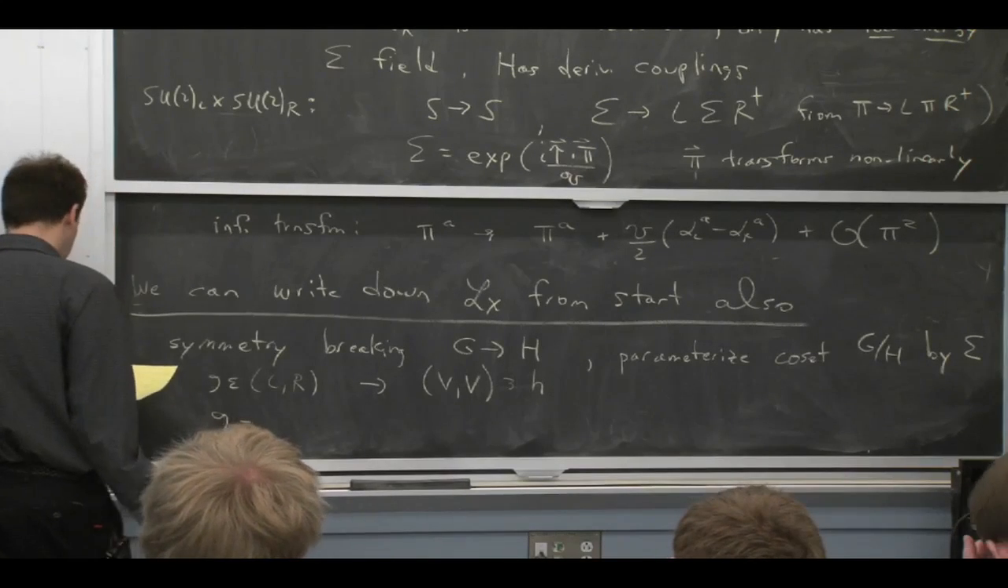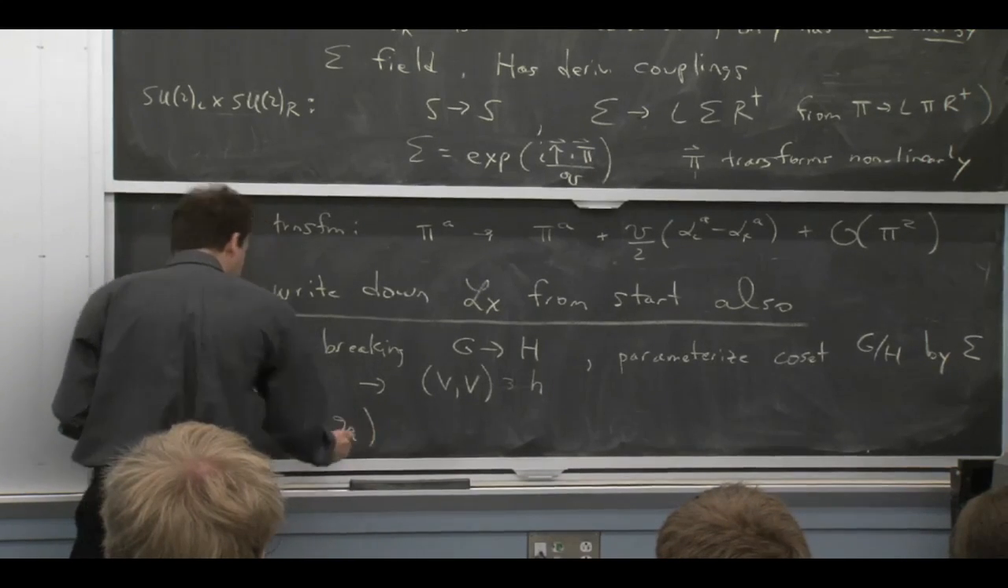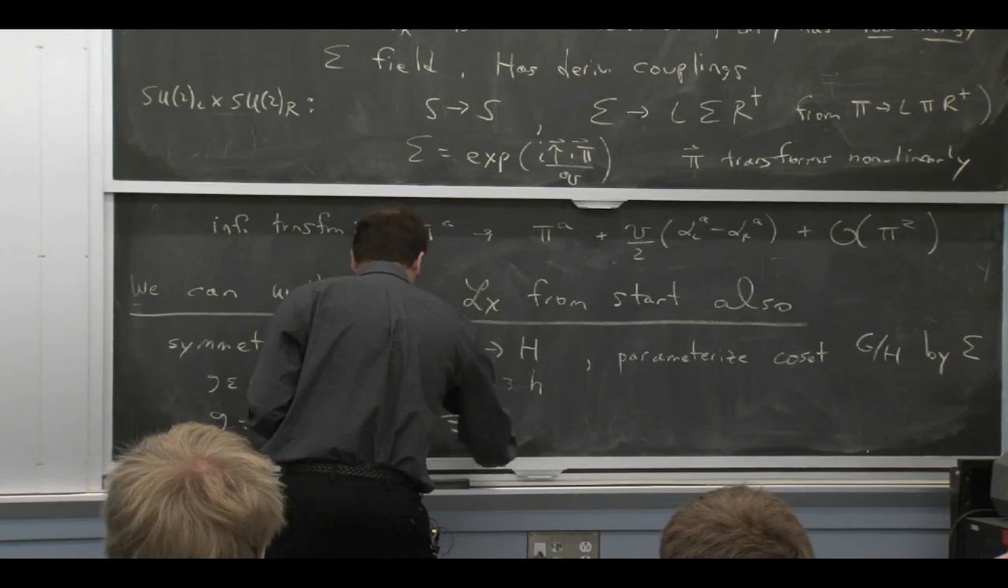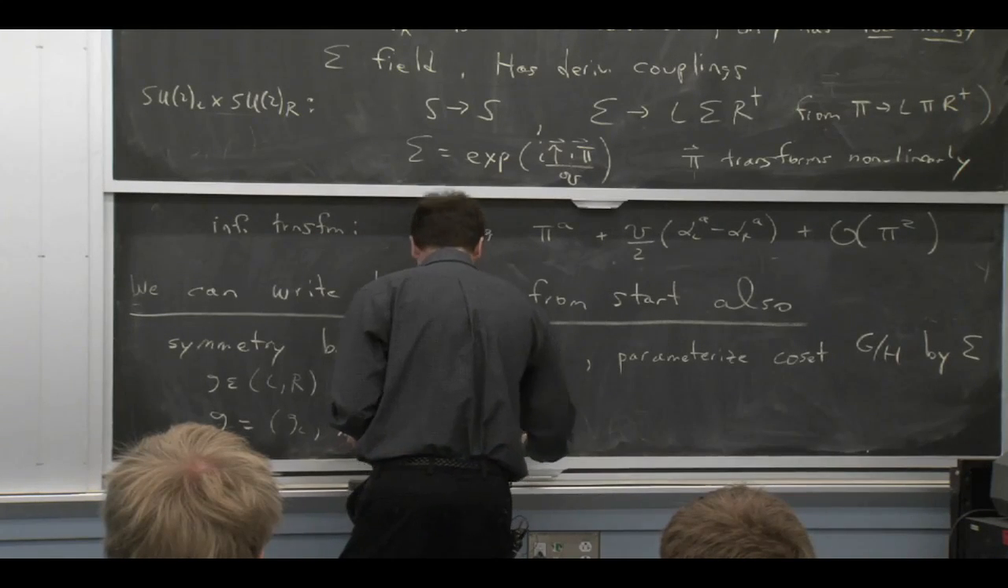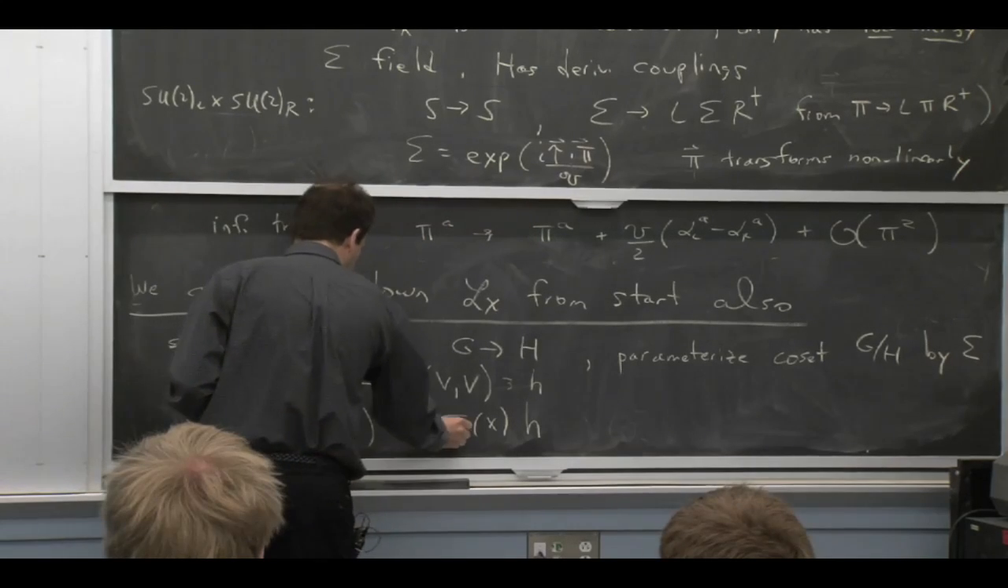And if we want to parameterize the coset, you can think that you have a G left and a G right in a kind of obvious notation. And you want some kind of field to parameterize fluctuations where we pull out the H. So I'll call that cascade.